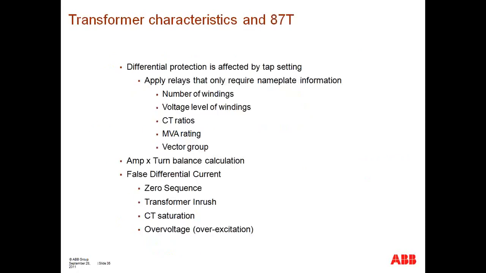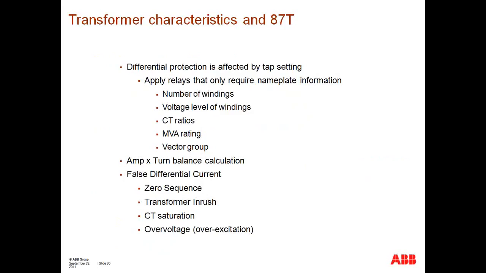Okay. So as described, differential protection is affected by tap settings, and to apply relays, they require the nameplate information. So some of the things that need to be collected are number of windings, voltage level of the windings, CT ratios, MVA ratings, and the vector group. So essentially phase shift, rated current, rated voltage, and CT ratios. Okay, this will allow us to derive our ampere turn balance calculations.